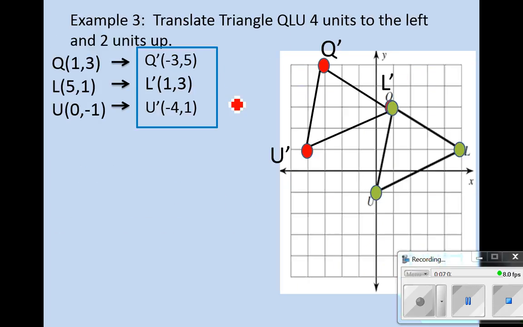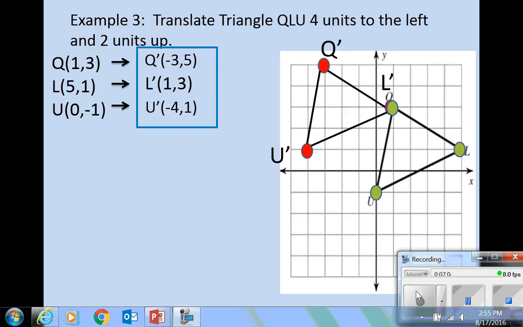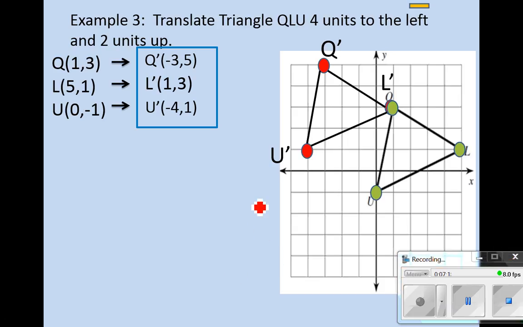Now here's example 3. For this one, we're going to look at our words of direction at the top, and we have left, and we have up, minus, and plus. And I'm going to go ahead and give you the rule. You should have x plus 4. You should have y plus 2, and put a box around it.